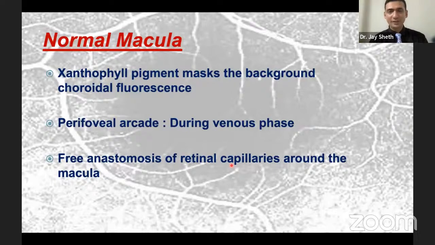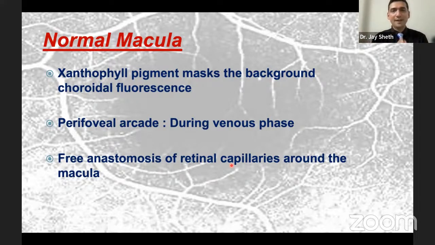Then we go to the normal structure. What do we see when we see a normal fluorescein angiography? When we look at the normal macula, it appears darker in color as compared to the rest of the retina. Why does that happen? That happens because there is a xanthophyll pigment presence at the macular area.